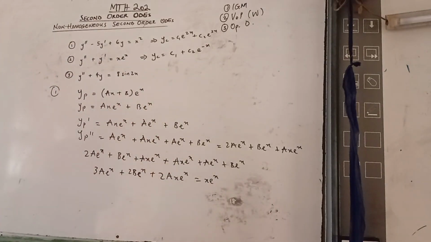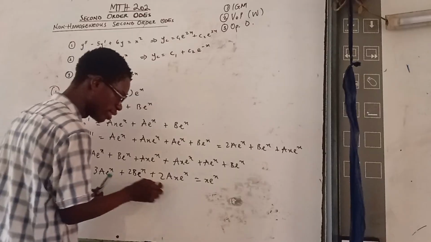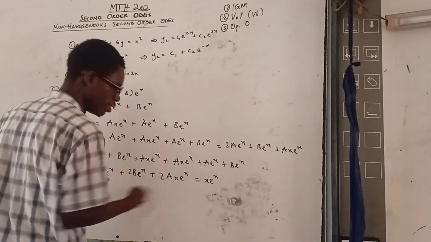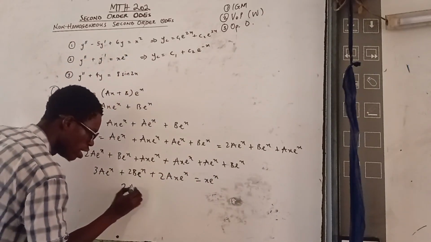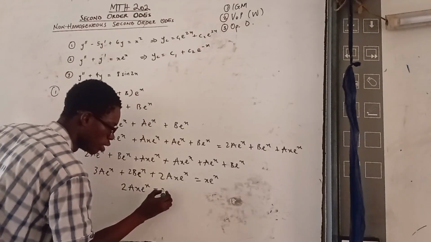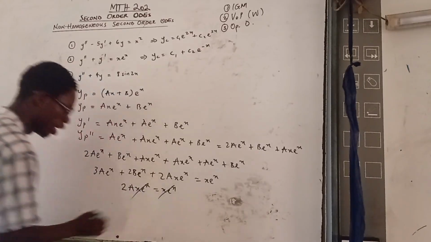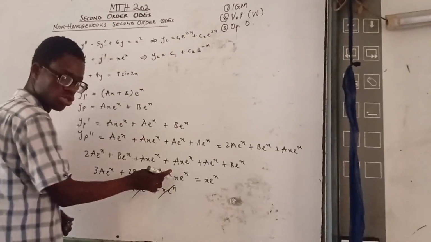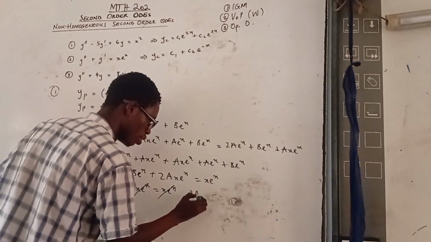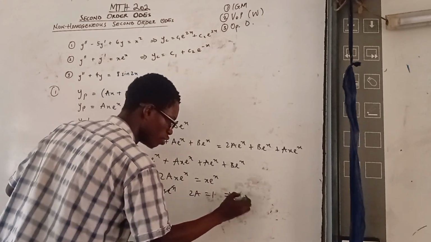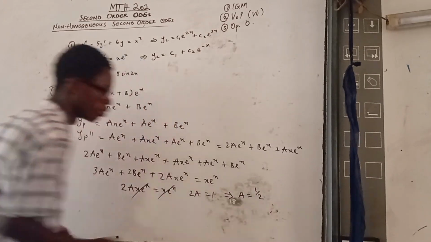So we now compare coefficients. The a e raised to power x terms are not on the right side. x e raised to power x is here. So we have 2ax e raised to power x equals x e raised to power x, which means we can cancel the x e raised to power x out. So we have 2a equals 1. This gives us a equals 1 over 2.